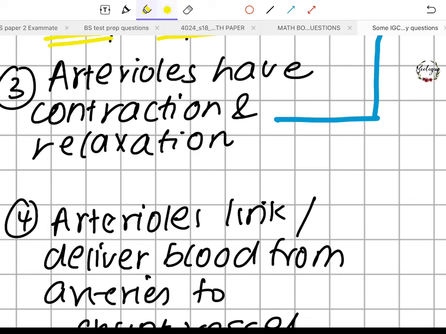Third thing, arterioles have contraction and relaxation. Exactly. So vasoconstriction, vasodilation. When they contract, vasoconstriction happens. When they relax, vasodilation happens.